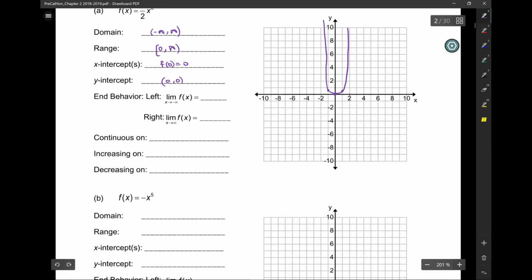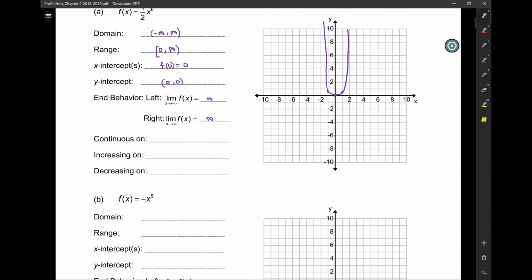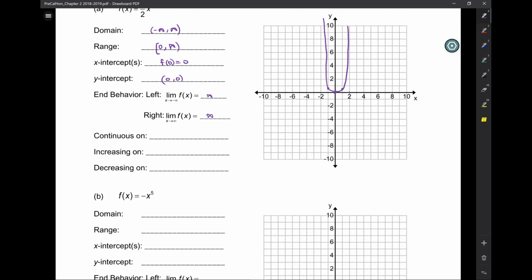End behavior, as x approaches negative infinity, f of x is positive infinity. So for both ends, it's positive infinity. Where is this continuous? It's continuous everywhere, right? So negative infinity to positive infinity. Okay, it's increasing from 0 to infinity and decreasing from negative infinity to 0. Okay?